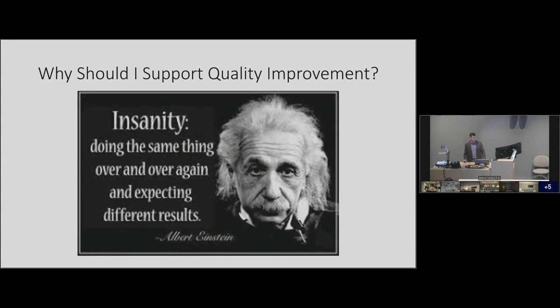And I don't know if Einstein's actually responsible for this quote, but I include it because if we keep doing the same thing over and over again, we're always going to get the same results. This is one of the mantras of quality improvement.